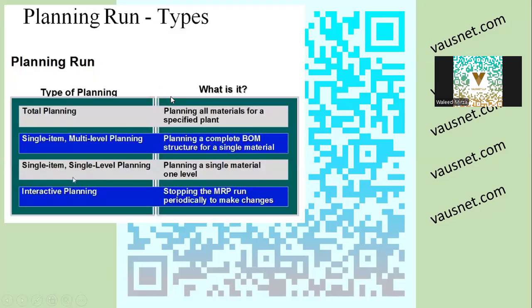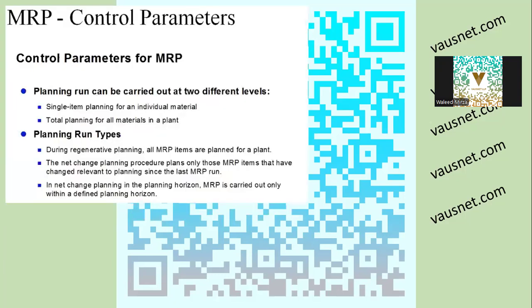So what are the types that we have? Total planning. It plans all materials for a specified plant, like MD01. Single item, multi-level. Planning a complete BOM structure for a single material. Single item, single level. Planning a single material, one level. And interactive planning, stopping MRP periodically to make changes. With interactive, you keep on building like beverages. You keep on changing as per the demand and season.